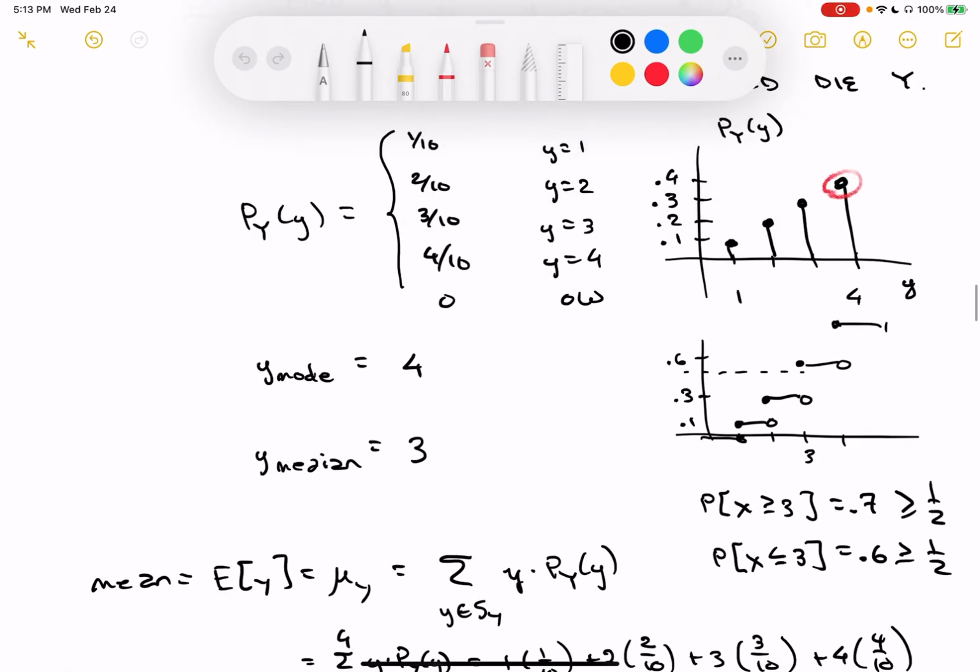That also is the place, right? So if I thought about that with my green pin like we did before, if you put your finger underneath that probability mass function, that's the point where this would balance, right?